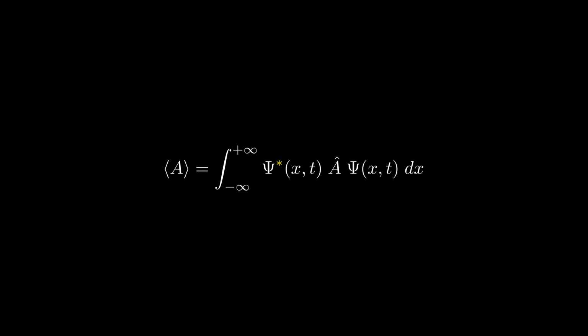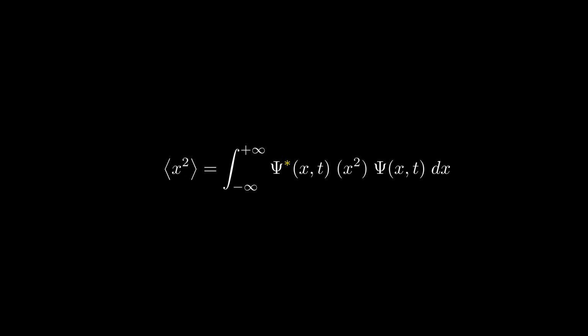From quantum mechanics, we know that the expectation value of an operator A in the state psi is defined as the integral over all space, the complex conjugate of psi, multiplied by the operator A acting on the wave function psi. We previously used this definition to calculate the expectation value of x, which is the expectation value of position. Now, we want to use the same approach to calculate the expectation value of x squared, which is the expectation value of the square of the position operator.